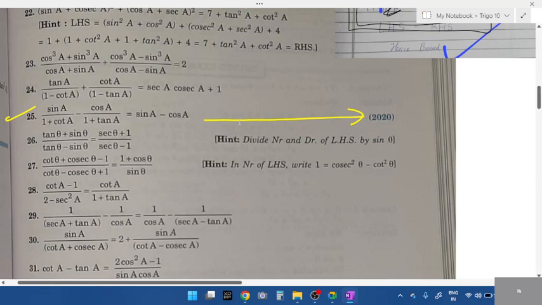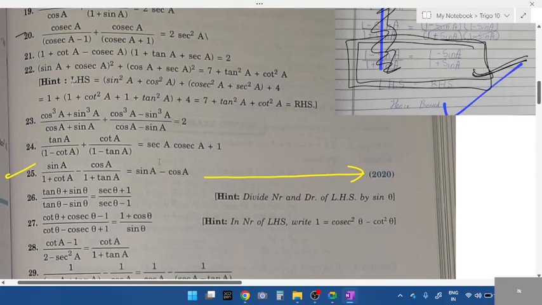Completed? All of you are done? Sin A divided by 1 plus. So I have given 2 questions for homework. Okay, one is this 25th one and the other one was the 20th one. Look at this 20th.